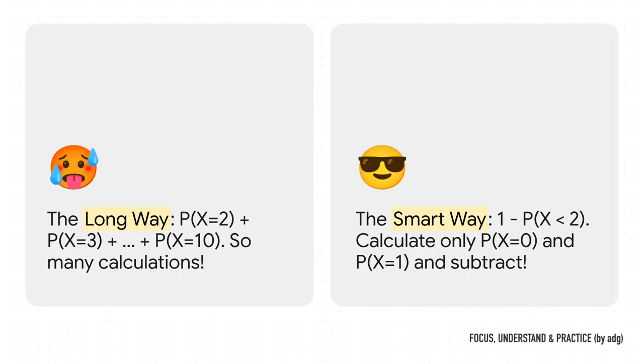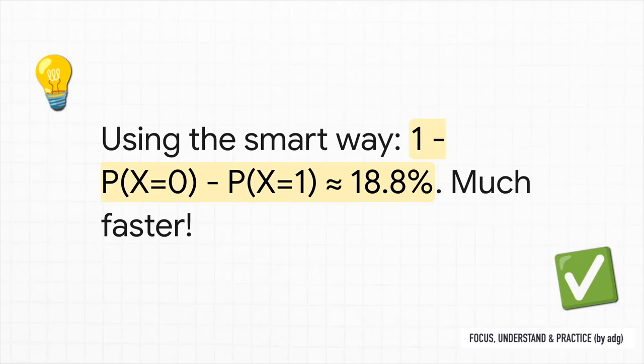Now, we could do this the long way, calculate the probability for 2, then for 3, then 4, and so on, all the way to 10, and then add them all up. Or we can work smart, not hard. The probability of at least 2 is just 100% minus the probability of the only things we don't want, which in this case is finding 0 or just 1. So all we have to do is quickly calculate the probability for 0 successes and for 1 success, add them together, and subtract that total from 1. It is way faster, and it gives us our answer, about an 18.8% chance.